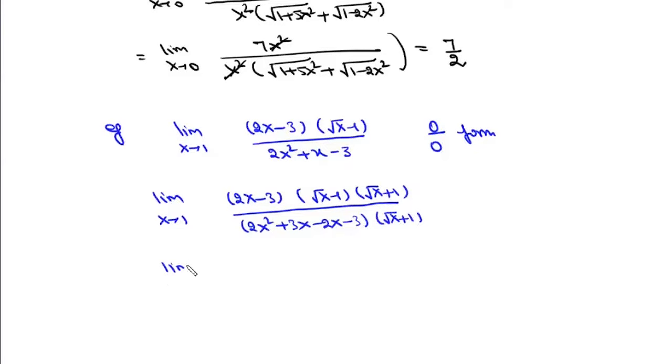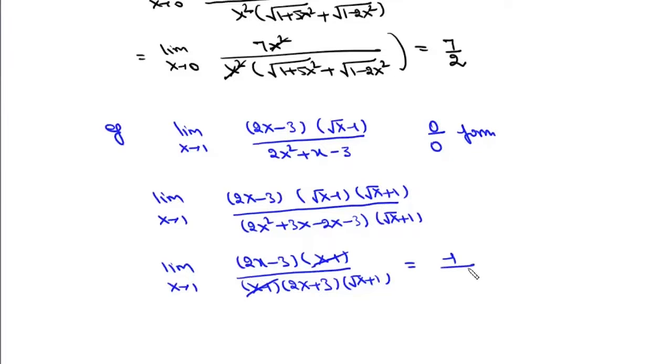So it will be this limit x tends to 1, and this is 2x minus 3, and this is (a plus b) into (a minus b), so (x minus 1), and here this value will be (x minus 1) into (2x plus 3) into under root (x plus 1). Now this x minus 1 will cancel. Now we'll use direct substitution. So in the numerator we'll have minus 1, and this is 5 into 2, 10. So answer to this limit is minus 1 by 10.